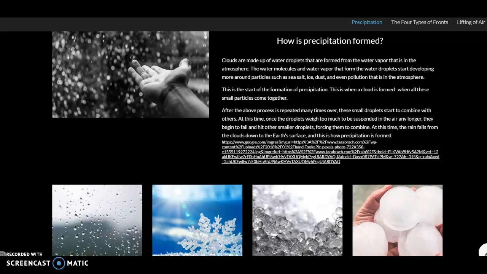The water droplets form inside of the cloud from the water vapor. The water molecules and water vapor that form the water droplets start developing. They attach to particles like sea salt, dust, ice, and even pollution that's already in the atmosphere. And this is the start or beginning of the precipitation forming.